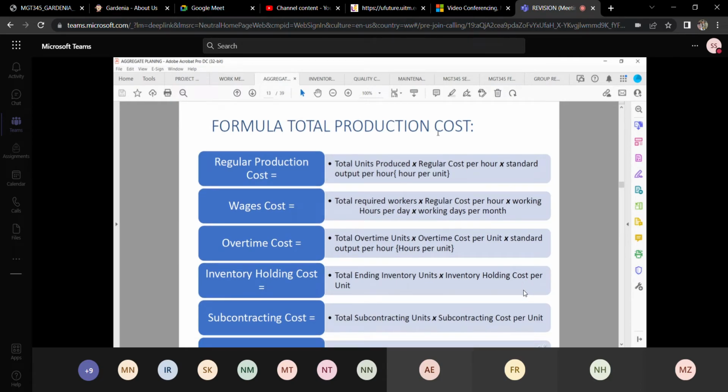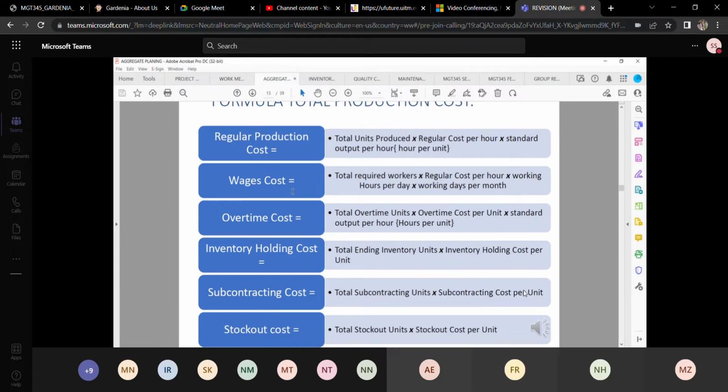Okay, the formula for the total production cost: regular production cost, wages cost, overtime cost, inventory holding cost, subcontracting cost, and stock out cost. Wages cost only for the varying workforce strategy. Okay, kalau the number of working days the same numbers. Kalau number of working days is not the same numbers, for hire and layoff strategy, you will use the regular production cost. Okay, meanwhile, for the overtime cost, inventory holding cost, subcontracting cost, and stock out cost, these four types of cost, okay, will be used for the constant workforce strategy. Regular production cost ni memang compulsory for constant workforce strategy.